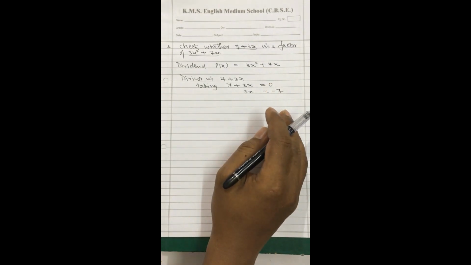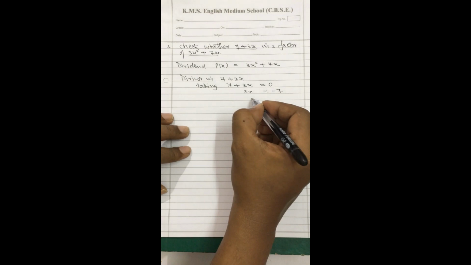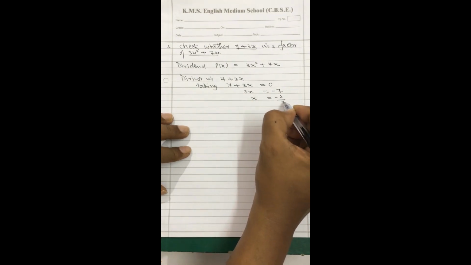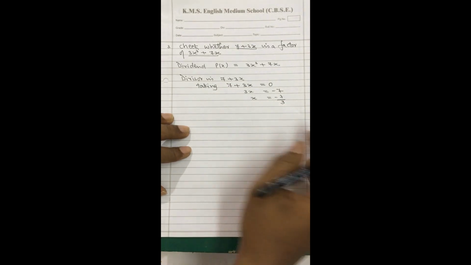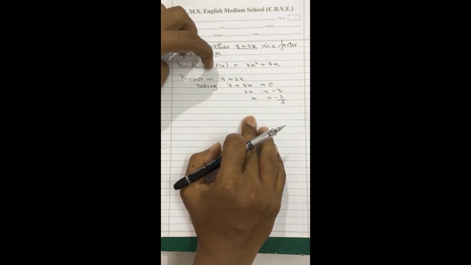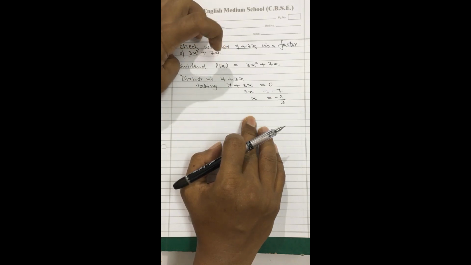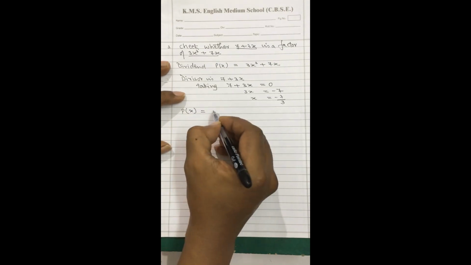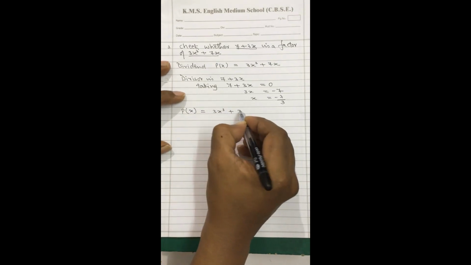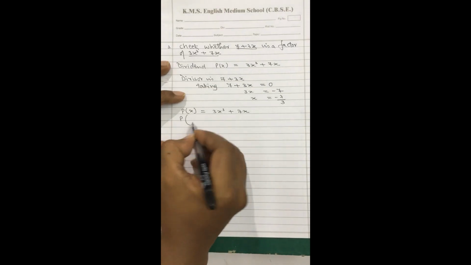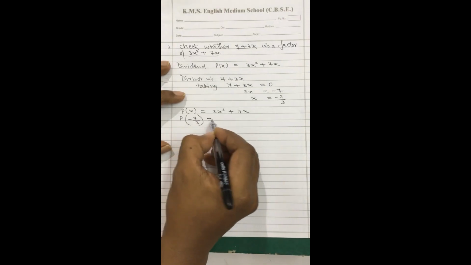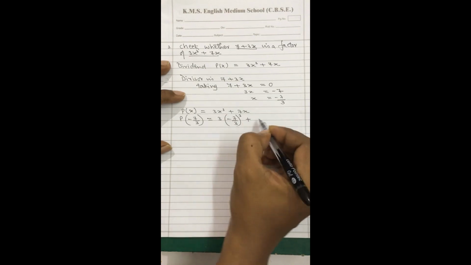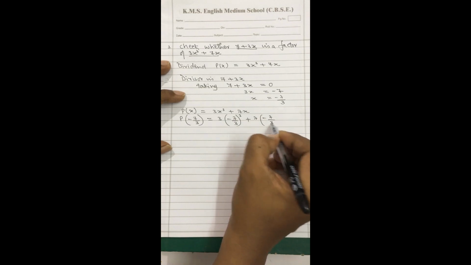Now there is a coefficient with the term, and when the coefficient moves, the operation changes. It is multiplying over here, so it will go and divide over here. That's all. Therefore we will find the value of P of minus 7 upon 3. So again I will copy down P of x equal to 3x cube plus 7x, and now I have to find P of minus 7 upon 3. This will give me 3 into minus 7 upon 3 cube plus 7 into minus 7 upon 3.